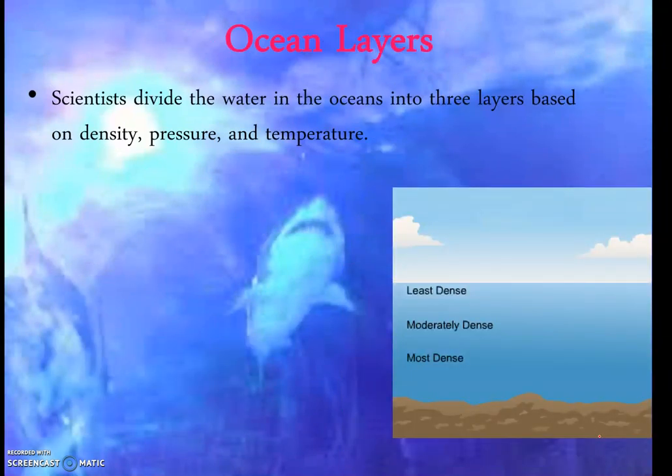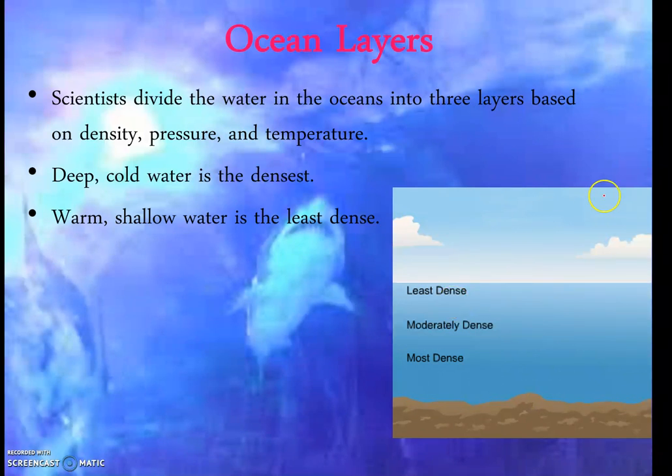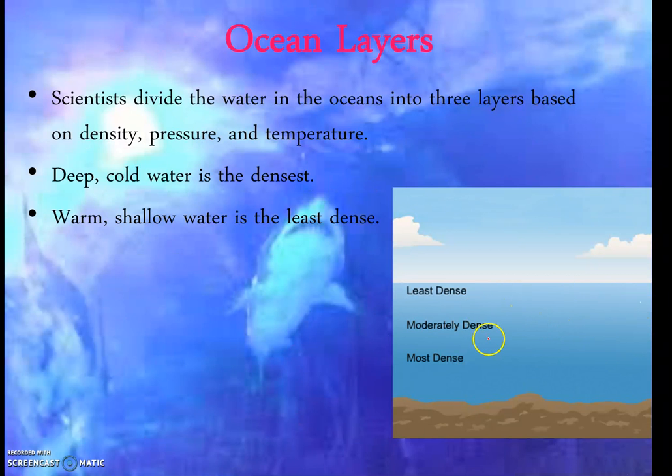Finally, the layers of the ocean. Scientists divide the layers of the ocean into 3 layers based on density, pressure, and temperature, as we just talked about. Deep, cold water is the densest. The warm, shallow water is the least dense. And then we have a moderately dense layer here in the middle.